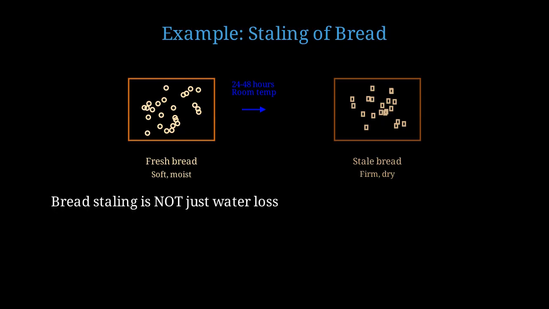Many people think bread goes stale because it dries out. Actually, the total water content barely changes. Staling is primarily due to starch retrogradation, not water evaporation. The water is still there, just redistributed.